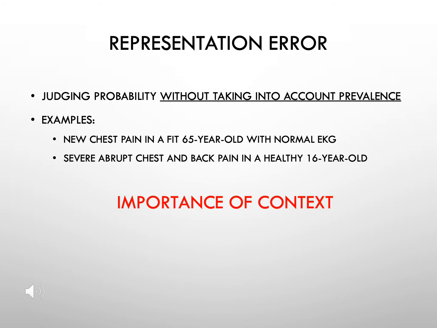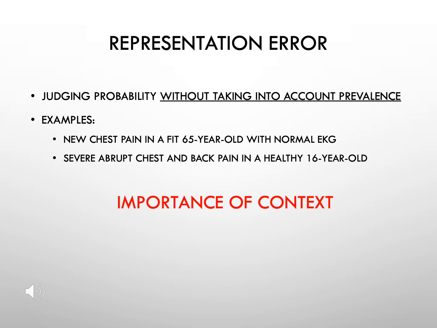Okay, we'll start with something called representation error. Representation error arises when the clinician doesn't sufficiently factor into his or her workup the issue of disease prevalence. A classic example is when a clinician too quickly brushes off the possibility of an acute coronary syndrome in a healthy 65-year-old with atypical chest pain and a normal EKG. Another classic example is when the clinician orders a full court press workup for a thoracic aortic dissection in a healthy 16-year-old with sharp upper back pain.